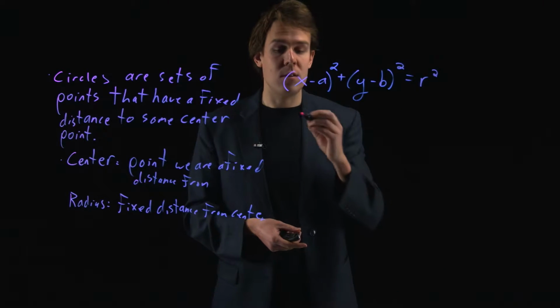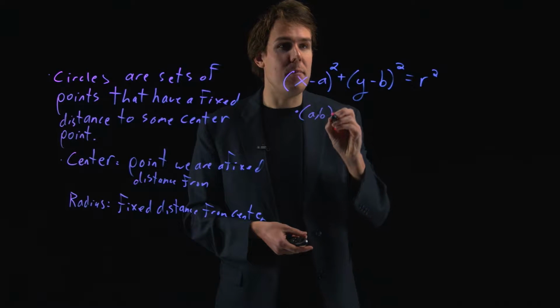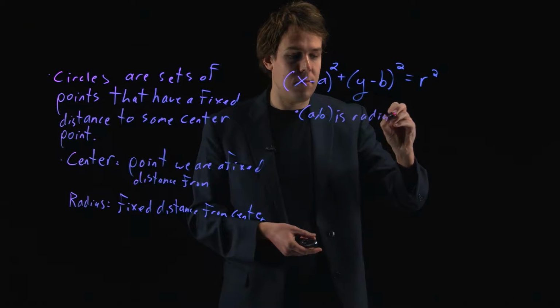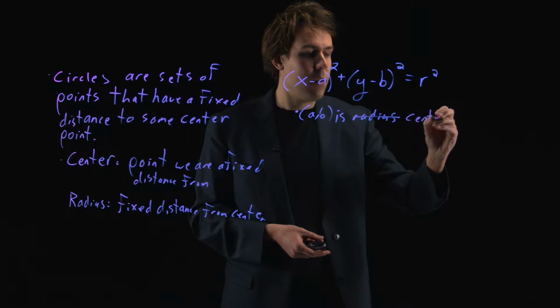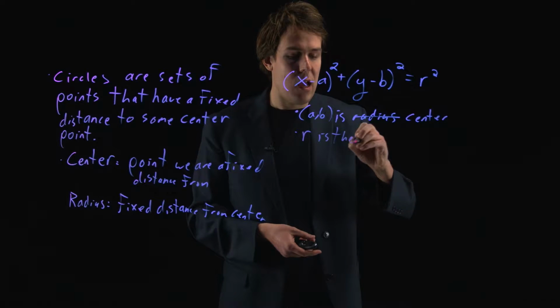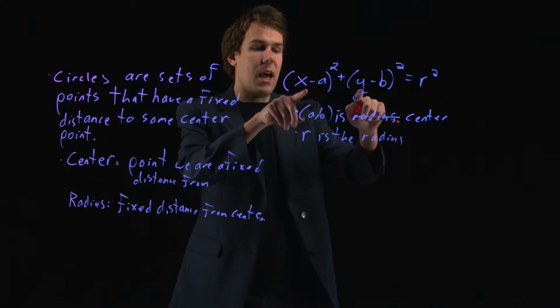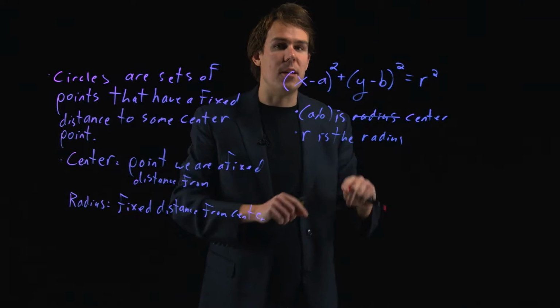Let's interpret this. So we'll say that (a, b) is the center. And we'll say that r is the radius. So our points x and y are a fixed distance r from the center.